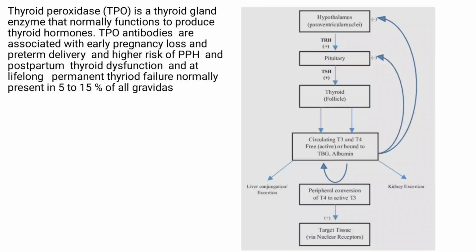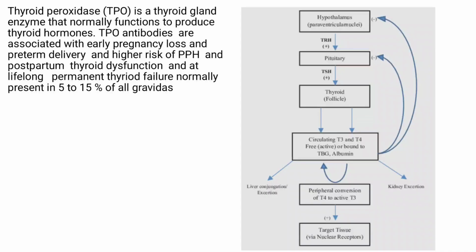Now peripheral conversions occur, that is T4 to T3 is formed, and this T3, which is the active form of thyroid hormone, acts on the target tissues via nuclear receptors. These thyroid hormones are excreted through the kidneys, and liver conjugation also helps in the excretion of these thyroid hormones. Now there is one antibody named thyroid peroxidase antibody.